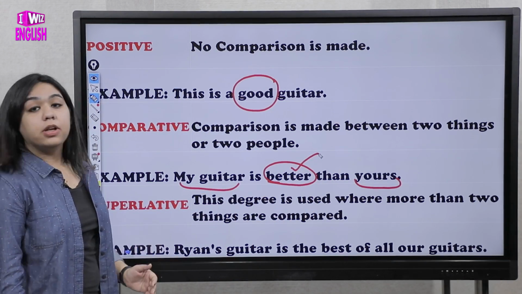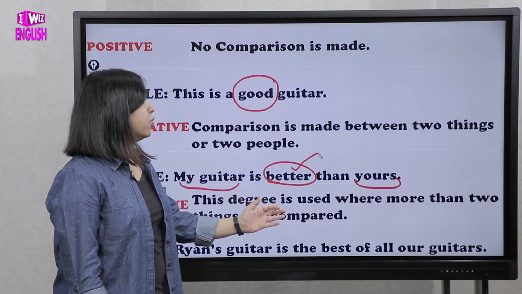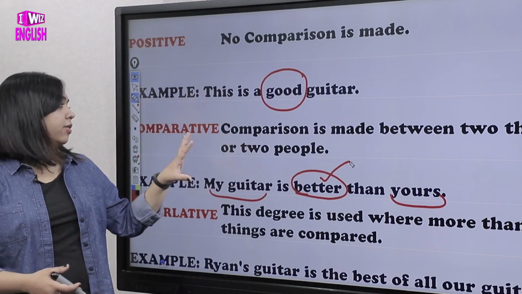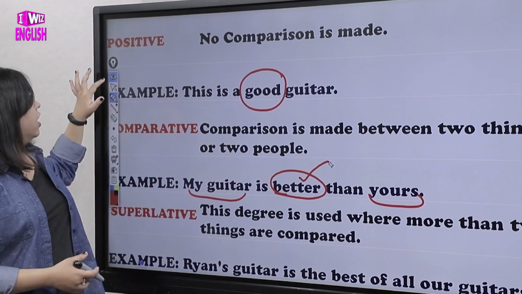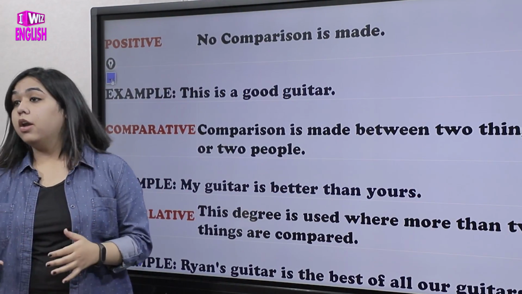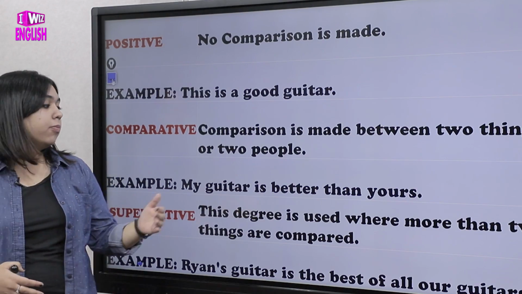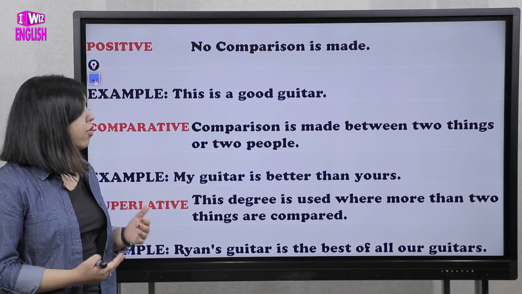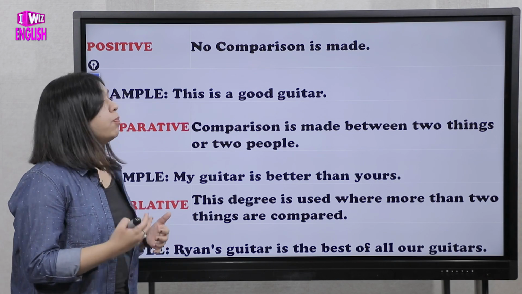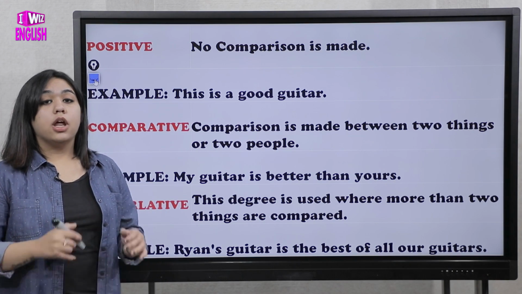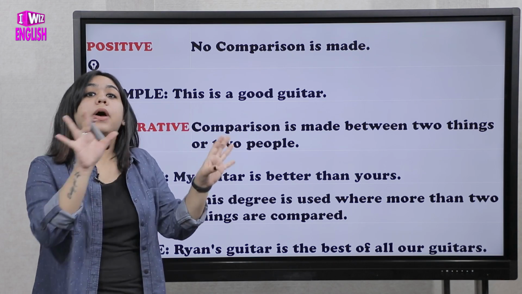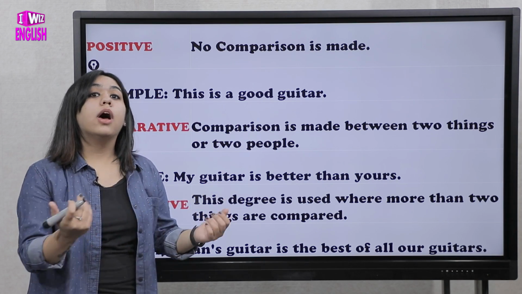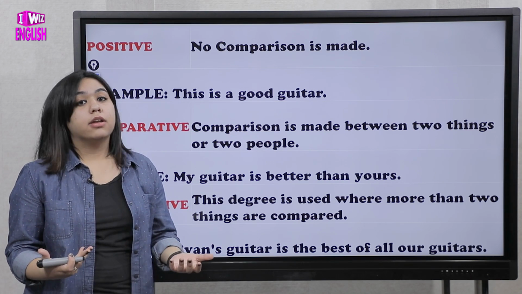Now the superlative degree. This degree is used where more than two things are compared. In the comparative degree, we always compared two things. Now we are going to compare more than two. If I say Ryan's guitar is the best of all our guitars, I am saying that Ryan's guitar is the best of all the guitars. I am comparing his guitar with all other guitars. There can be many guitars.